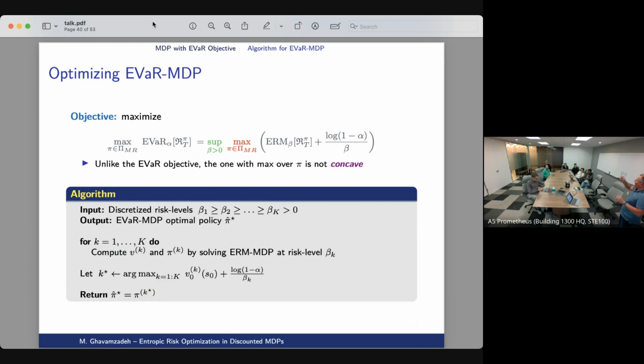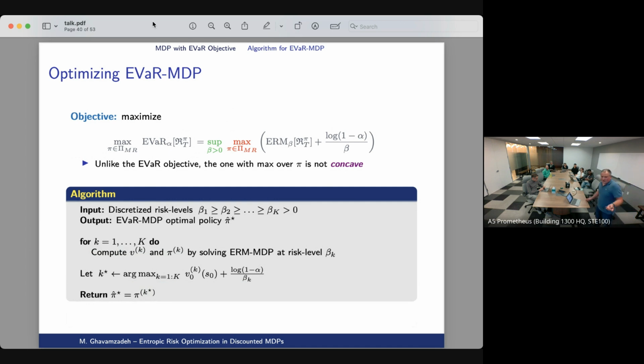Right? Because otherwise you could do two optimizations. You could do an inner optimization, which was an ERM optimization, and then you could basically apply a gradient to beta and make beta go to the optimum. That is not possible. So the best solution we have so far, of course, you may come up with something smarter, I don't know, is discretizing beta. So we just discretize beta at k levels, and for each level we solve the ERM, and then among all these solutions, we pick the best using this k star, right? So this means that for solving EVAR, you need to solve a sequence of ERM MDPs.